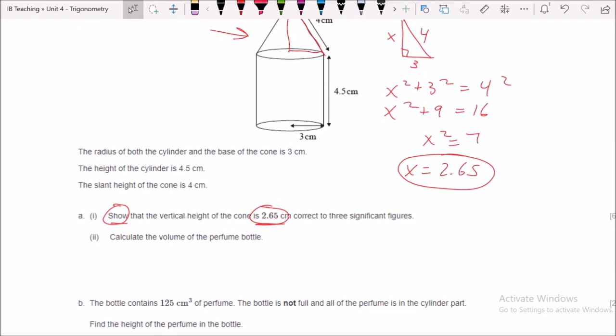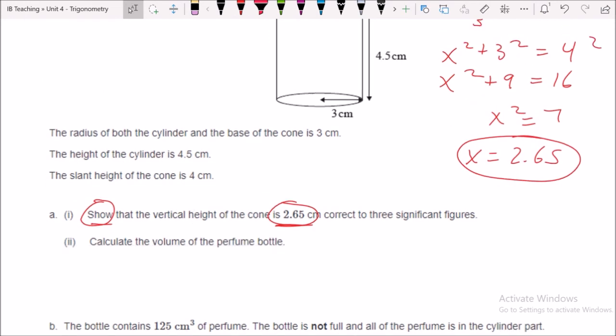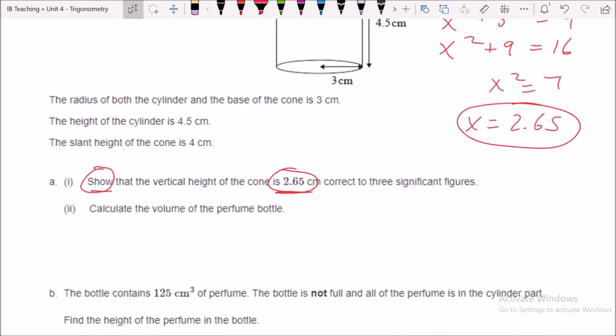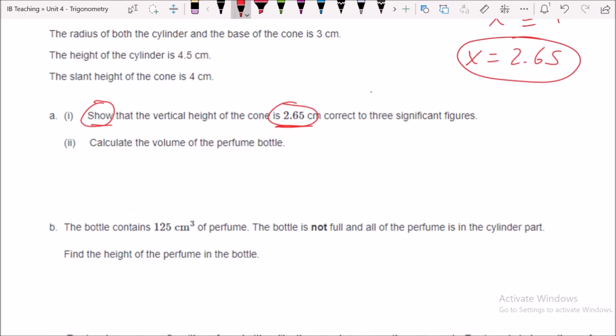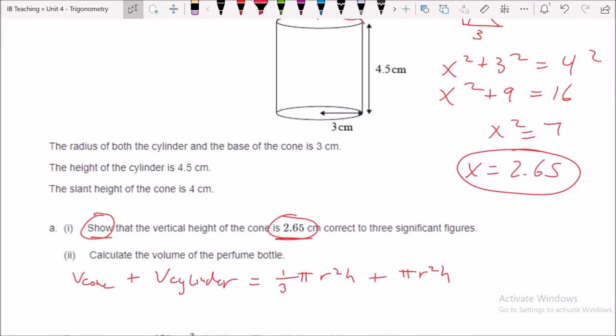Now they want us to calculate the volume of the perfume bottle. We have to be not careful, but we have to be precise when we do this, because it's two shapes added together. This is going to be the volume of a cone plus the volume of a cylinder. And so what we might want to do is start out with those two formulas: 1/3 pi r squared times height plus pi r squared times height. There are different ways to simplify this, but let's plug in values and see what happens.